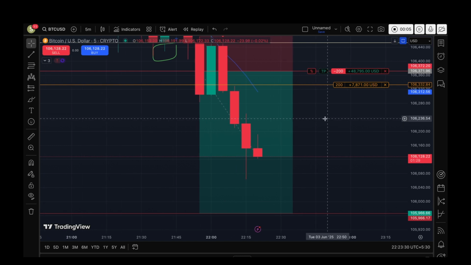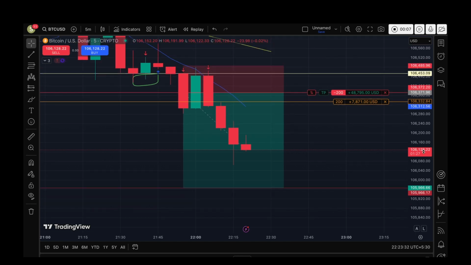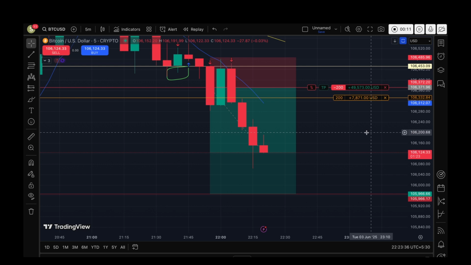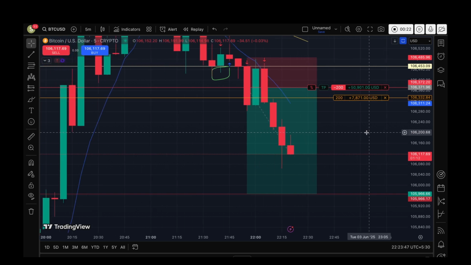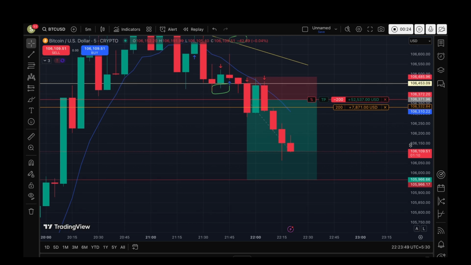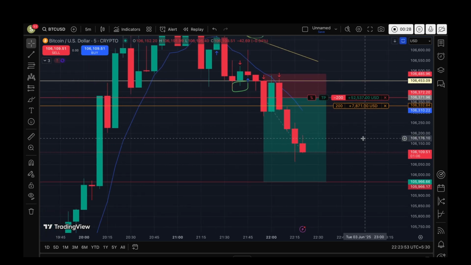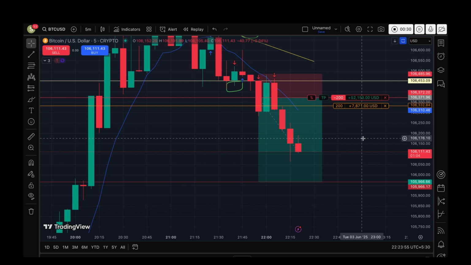So guys, I'm trying to close the trade. We have a profit of around 51,000. So I'm going to wait for this candle for 5 more minutes, and after that I'm thinking to close the trade. So why did we take this trade? As we discussed in the previous video.